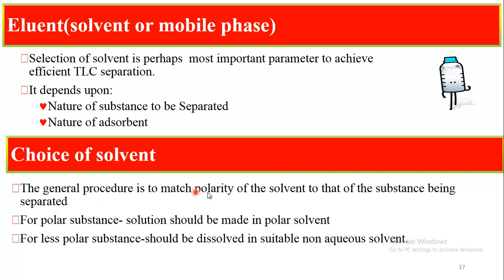The general procedure is to match the polarity of the solvent to that of the substance being separated. Meaning if they have the same polarity, then they are easily separated. For example, for a polar substance we will prefer a polar solvent, and for less polar substances we will prefer a non-aqueous solvent, because these are non-polar or less polar in nature. So for the selection of mobile phase, the nature of the substance is very important.